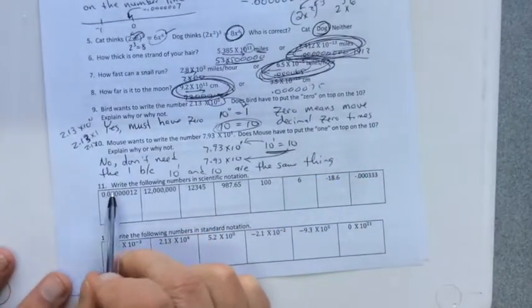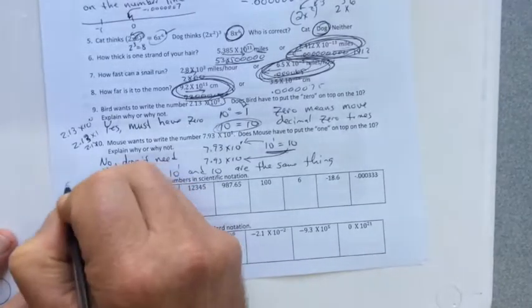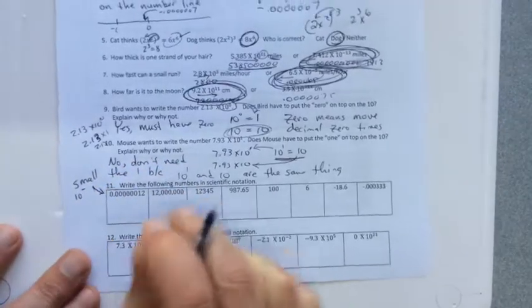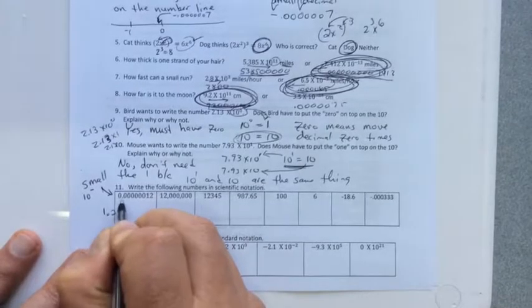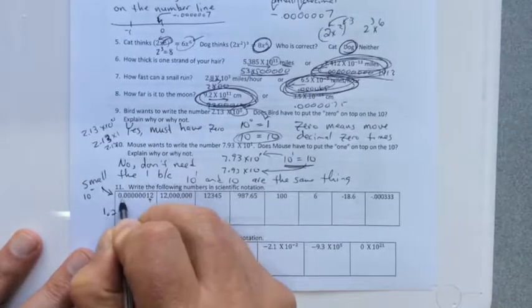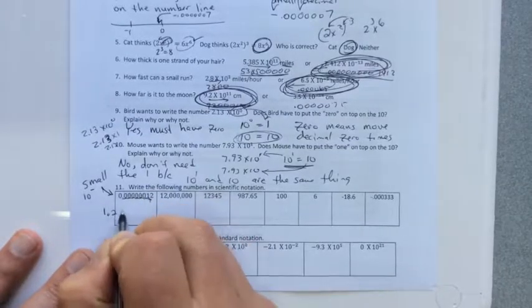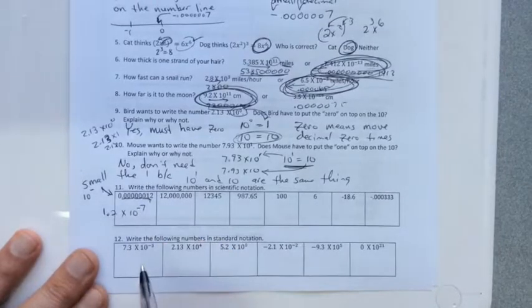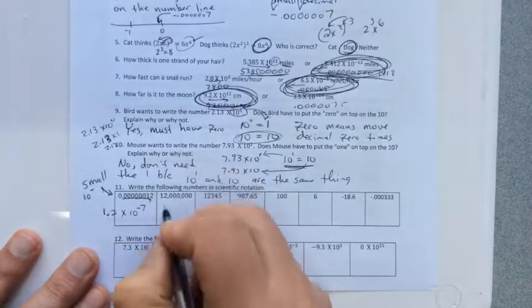Okay, so number 11, we want to write the following numbers in scientific notation. So this one is small. Small means it's going to be a negative power. So we want to put it at 1.2. We always want to move the decimal so that it's right there. So let's count it. 1, 2, 3, 4, 5, 6, 7. So it was 7 moves in the small direction. So it's 1.2 times 10 to the negative 7.